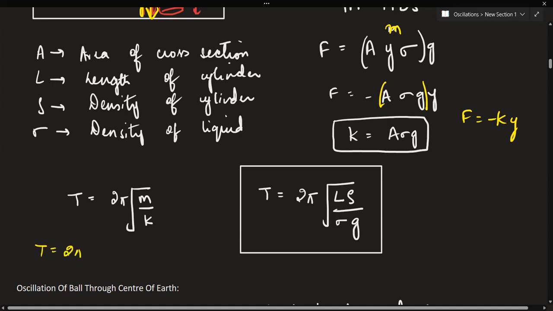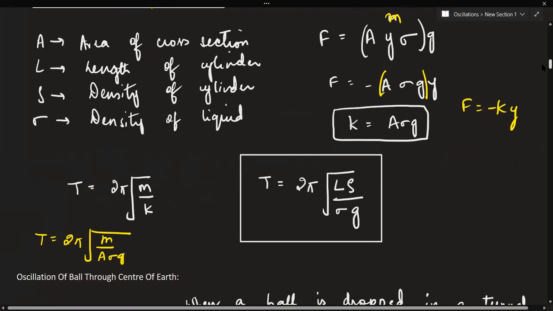You can put it in this equation. T is equal to 2 pi under root m divided by K. K's value we have as A sigma g, and instead of m, you can put the value A L rho. So T will be equal to 2 pi under root A L rho divided by A sigma g. A will get cancelled. You will be left with T is equal to 2 pi under root L rho divided by sigma g. Fine? Yes, ma'am.